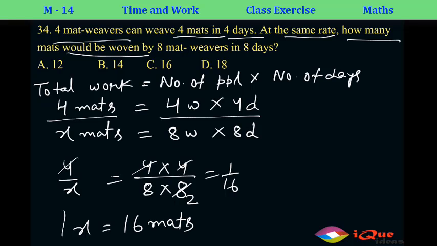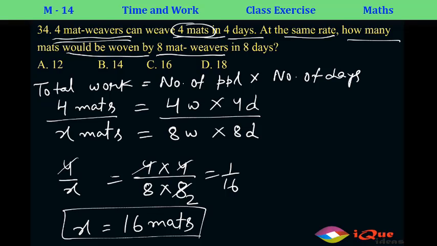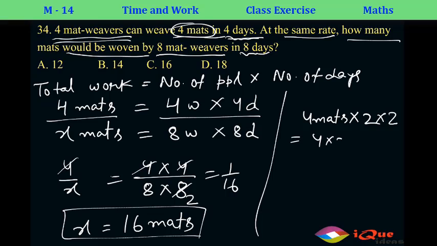Right. So this was one very simple question we could have done directly also. Let's look at it. First there were 4 mat weavers. Now there are 8 mat weavers. So whatever quantity they did earlier, it will double. So 4 mats into 2. Then the time earlier was 4 days. Now it is 8 days. So time has doubled. So again work will double. See, when you double the number of workers, the work will double. When you double the days, again the work will double. So the total new work will be 4 into 2 into 2, which is 16 mats. So this was another way of doing this question.